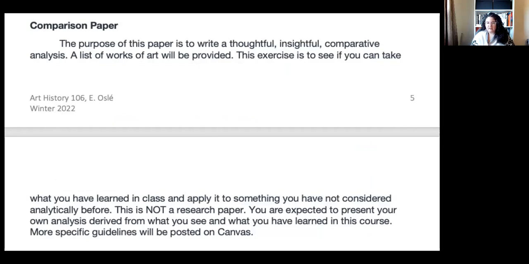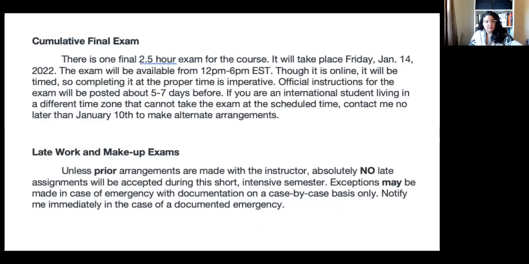You'll see really specific guidelines on Canvas. I also don't have a slide for it, but towards the beginning of the semester, you also will have a formal analysis essay. And that basically is a way of practicing how to look at art and how to talk about art in a visual, formal, analytical way. Then you will also have the cumulative final exam at the end of the semester.